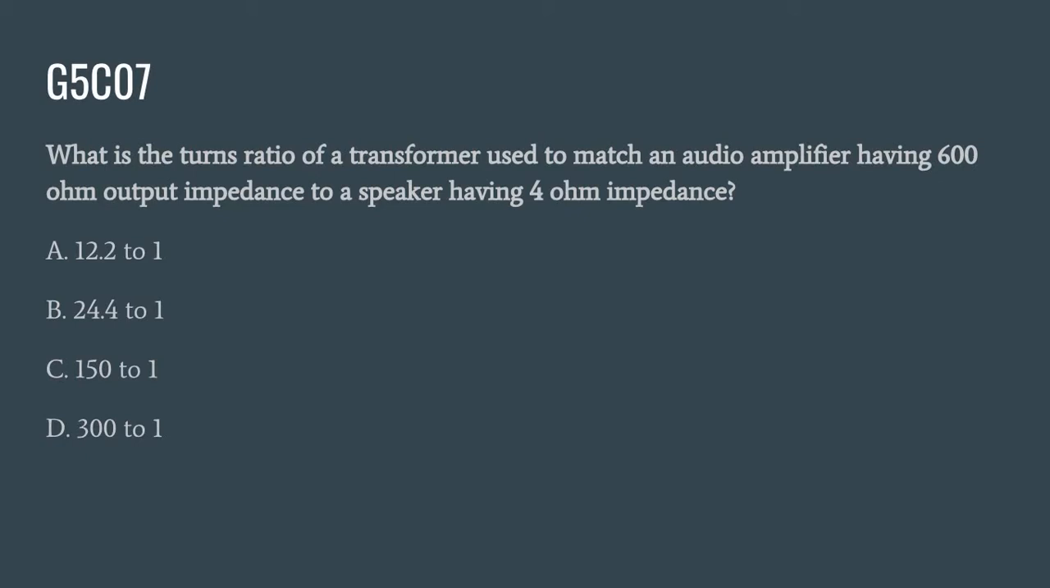G5C07. What is the turns ratio of a transformer used to match an audio amplifier having 600 ohm output impedance to a speaker having 4 ohm impedance? A. 12.2 to 1. B. 24.4 to 1. C. 150 to 1. Or D. 300 to 1. Correct answer is A. 12.2 to 1.